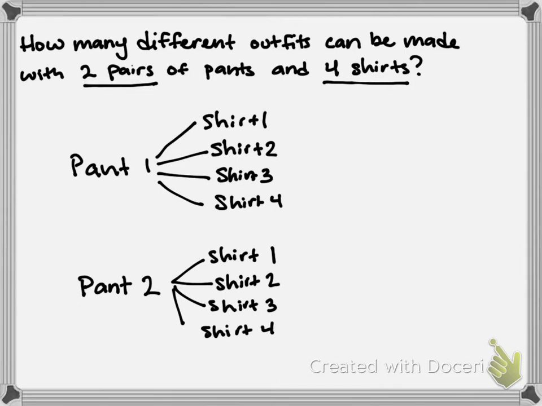So altogether, how many different options do I have? Well, I would have 8. 1, 2, 3, 4, 5, 6, 7, 8. So 8 total outfits.